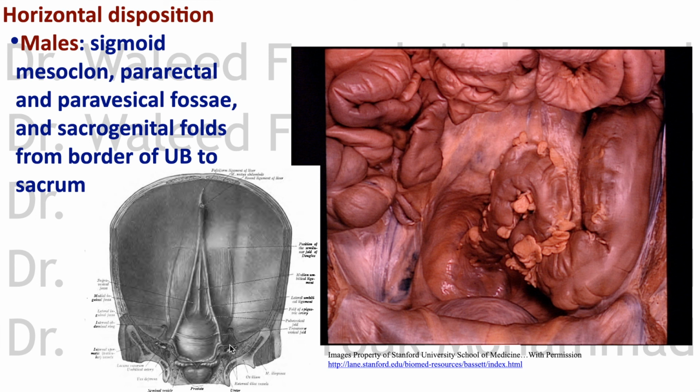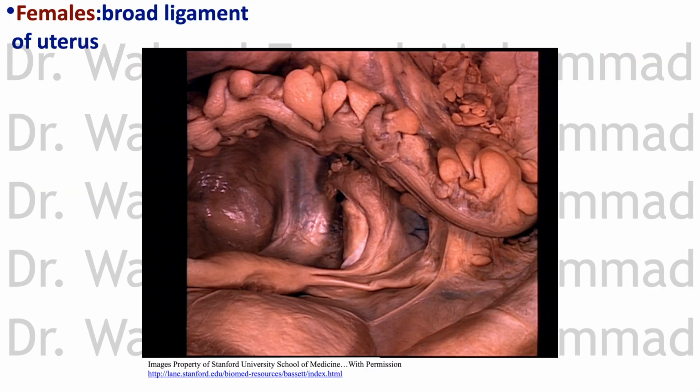See in this plate the paravesical fossae. I brought you this plate to show you the paravesical fossae and the transverse vesical fossa, transverse vesical fold. Actually, this gives laxity in the peritoneum for the filling and emptying of the urinary bladder. So the peritoneum is folded on the urinary bladder to allow for the distension of the urinary bladder during its filling. The horizontal disposition in females, the most prominent, of course, is the broad ligament of the uterus.